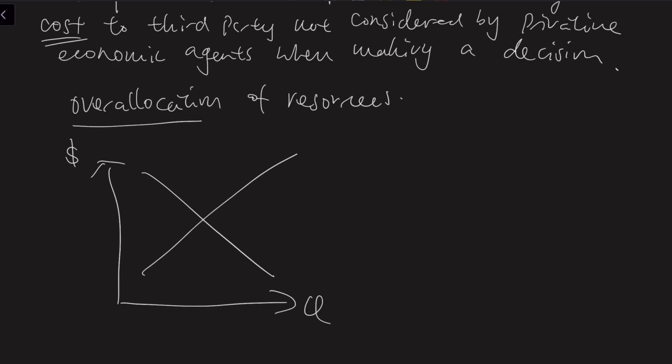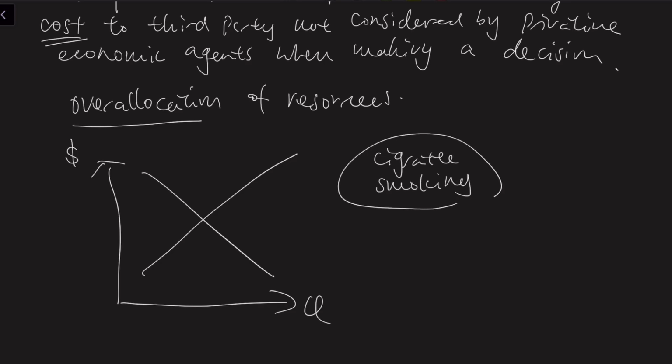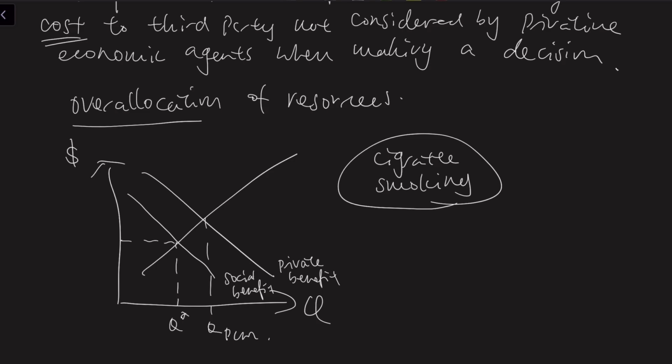So let's look at a very famous example. Cigarettes. The private benefit is actually higher than the social benefit. So this is the socially optimal quantity. This is the quantity on the perfectly competitive market, which poses a problem in the society, because we are over-allocating resources towards cigarettes.